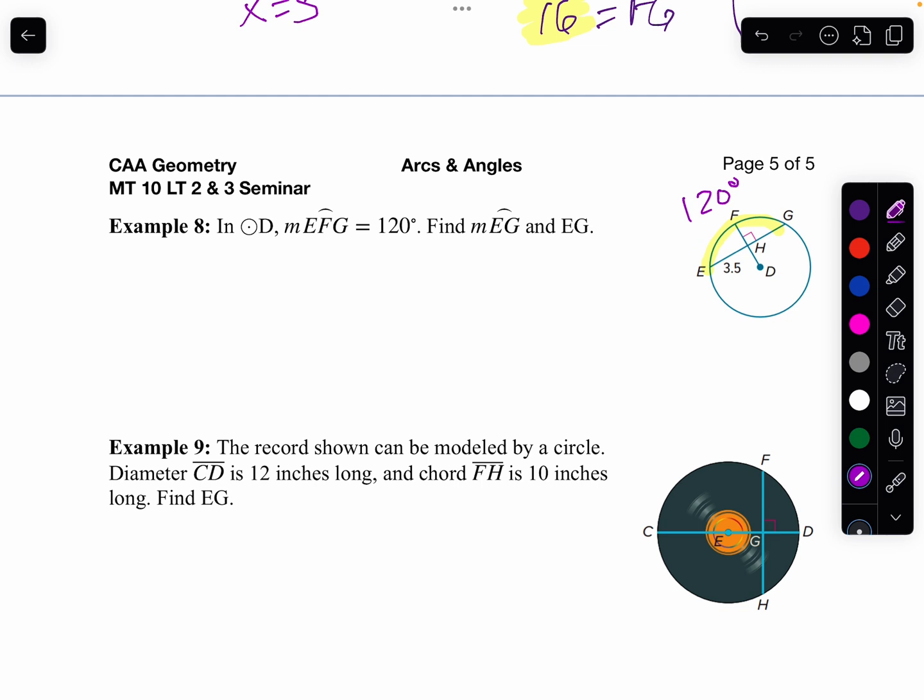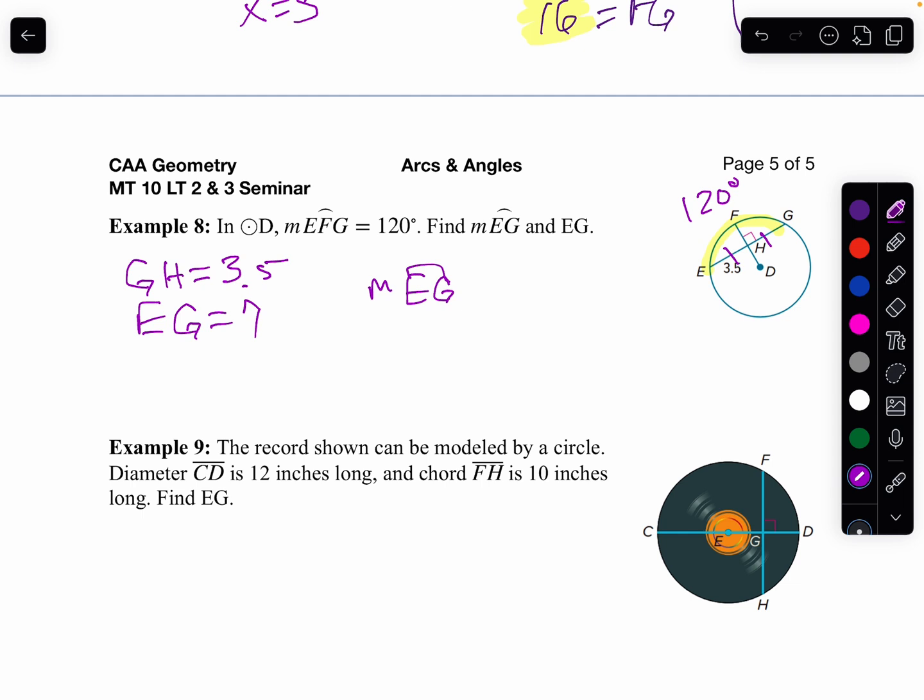So I know G to H is going to be the same as E to H. So, we're supposed to find E to G, but we'll start here. So I know G to H is going to be 3.5. So that means E to G is going to be 7. Then I know it bisects the arc, so the measure of E to G is going to be half.